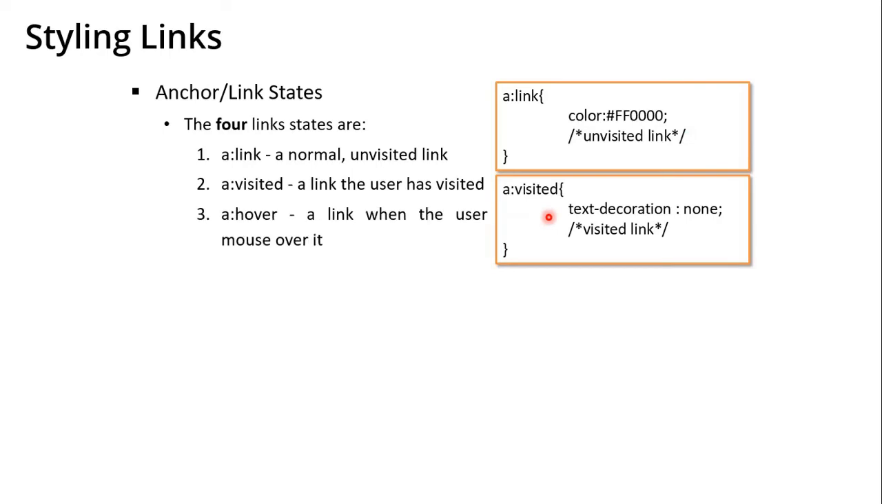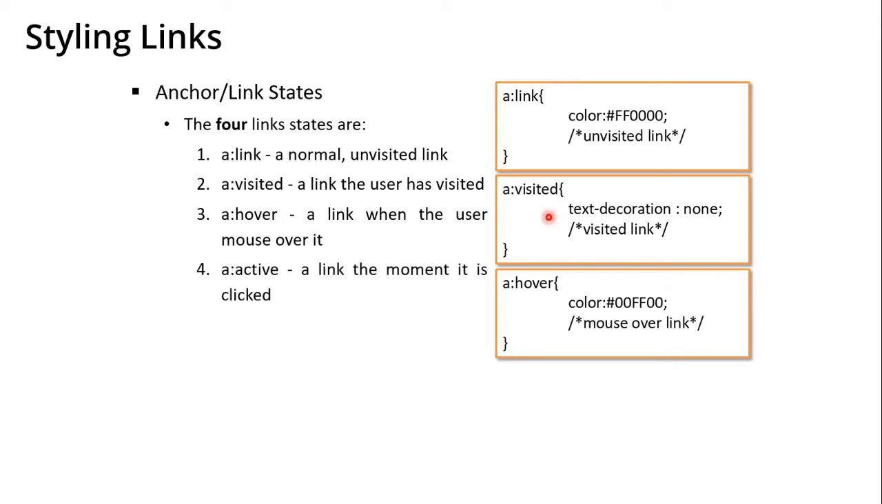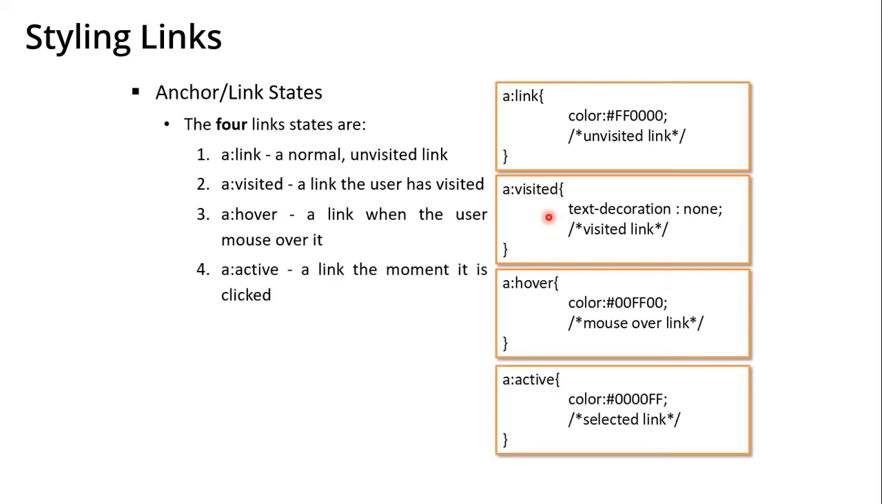A hover link is a link when a user mouses over it. An active link is the link at the moment it is clicked. So we have these four states of links.